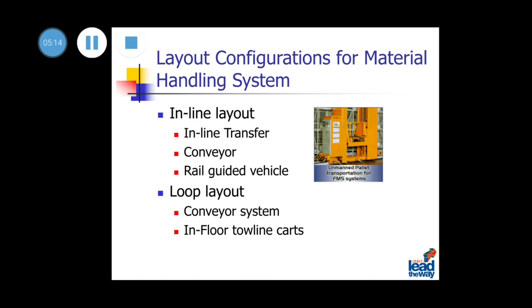The layout configuration for a material handling system can be an inline layout, which is nothing but a line layout where inline transfer of goods can happen. It is simply a conveyor. A rail guided vehicle may be used. It may be a loop layout where again a conveyor system can be used. In-floor tow line carts may be used.